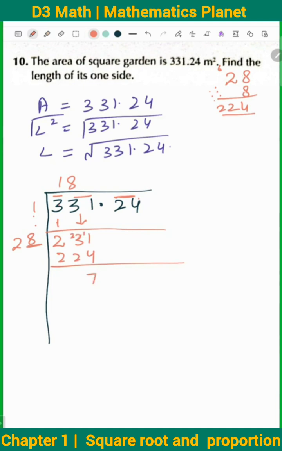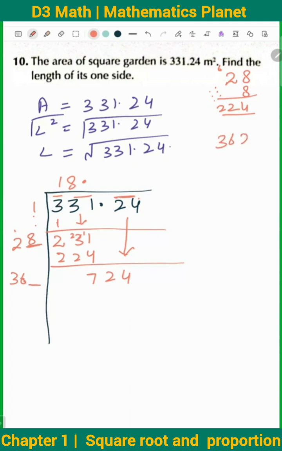7. Decimal will come as it is. I will take this pair down, 24. So 8 plus 8 is 16. I will get 36 over here. Now, what I have to add with 36? So I will get 724.